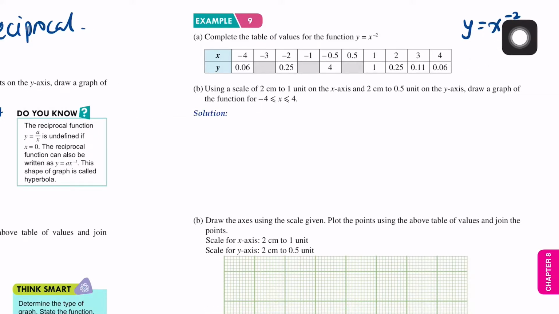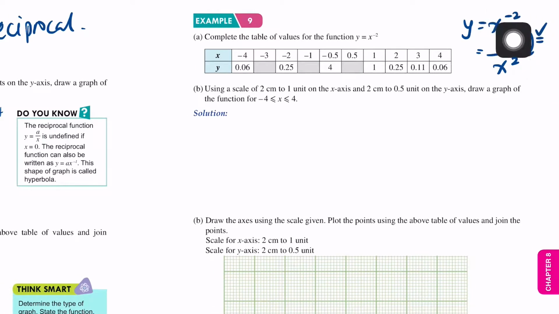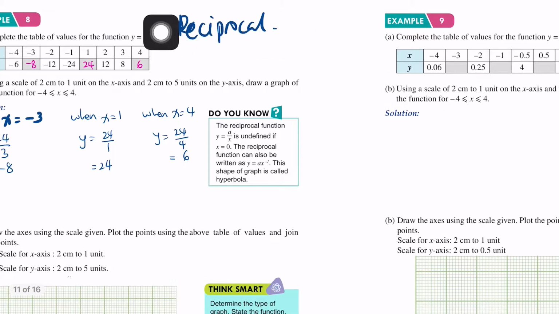So to make the power positive, you need to bring this whole thing to the denominator, so it will become 1 over x squared. So these two functions are the same. Don't panic. If you see something that has a negative power, just bring it down. So it will become a reciprocal with power of 2. Over here you have a reciprocal with power of 1.